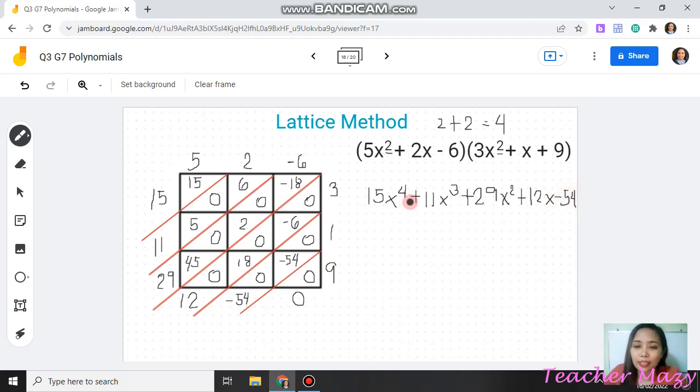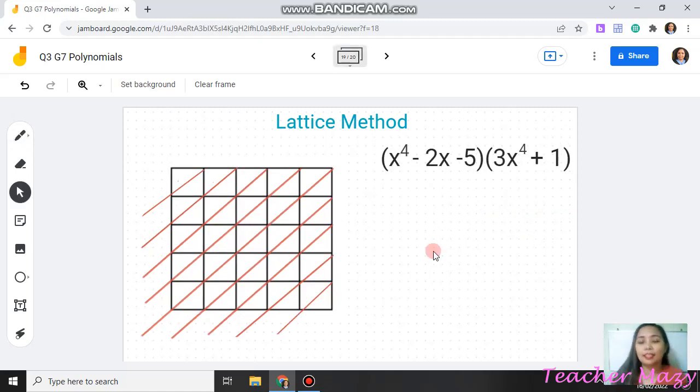Okay, so as you can see, the highest degree is 4. And then, it decreases until we reach the constant. So, from 4, next is 3, 2, 1, and then the constant. Okay? So, that is the answer for this given. 5x squared plus 2x minus 6 multiplied by 3x squared plus x plus 9 is equal to 15x raised to 4 plus 11x cubed plus 29x squared plus 12x minus 54.